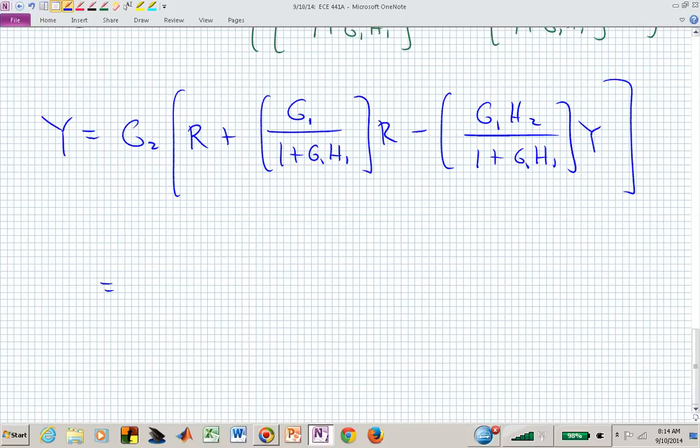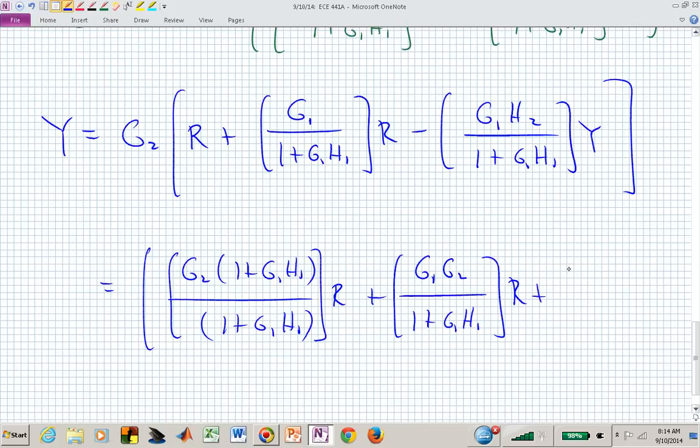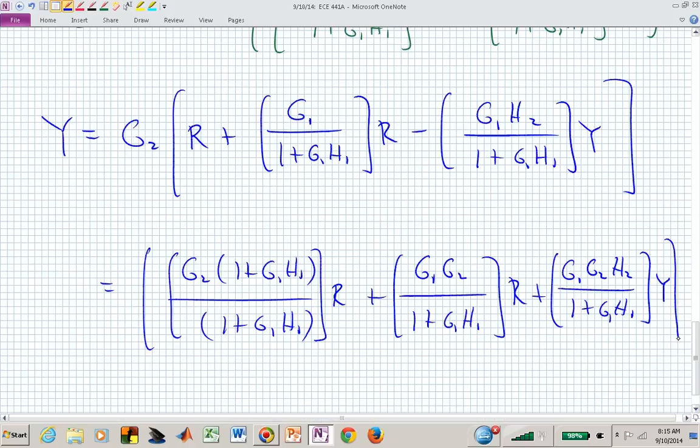If I move that G2 through, and if I put everything over the same denominator, 1 plus G1 H1, then I can clean this up a little bit, or start to form the ratio that I'm looking for. The first term is just G2 times R, but I want a common denominator. So I'm going to multiply that G2 by a special form of 1, which is 1 plus G1 H1 over 1 plus G1 H1, plus G1 G2 over 1 plus G1 H1 times R, plus G1 G2 H2 over 1 plus G1 H1 Y. And all of that's equal to Y.